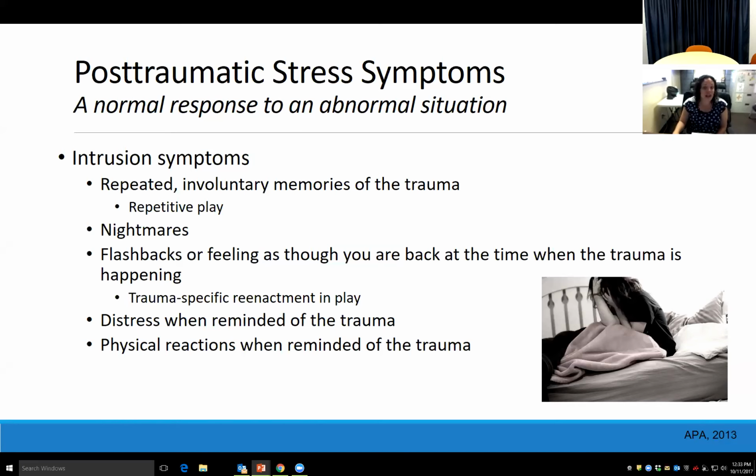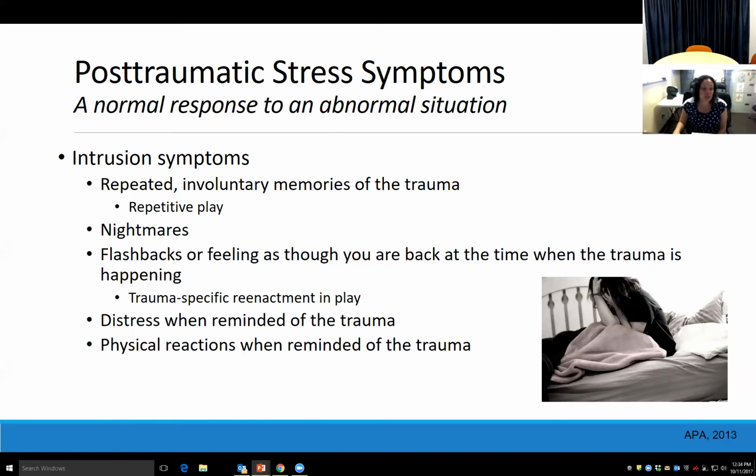Nightmares, having flashbacks or feeling like you're back at the time when the trauma is happening again. And with little kids, this sometimes looks like trauma-specific reenactment in their play. So perhaps a child who, let's say, was inappropriately touched by someone, in their play they're taking dolls and reenacting this event.